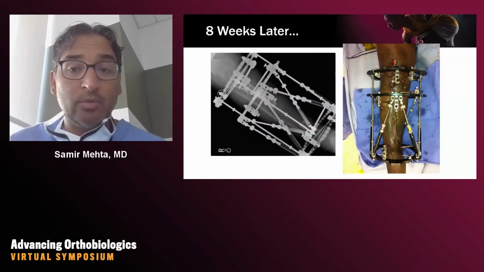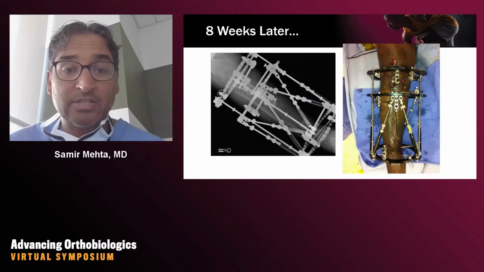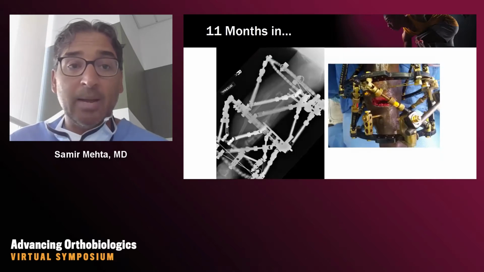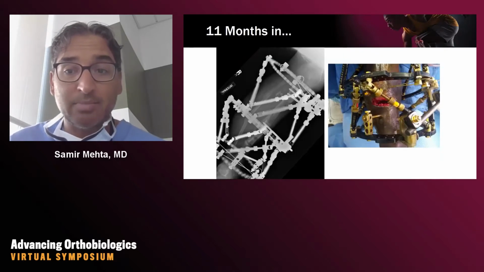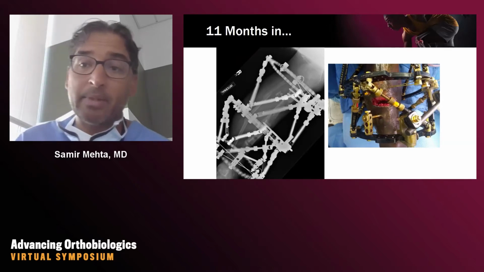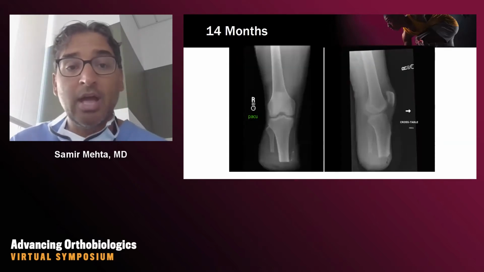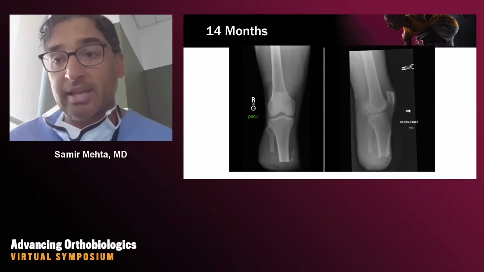And this is her 8 weeks later. We put her in a different kind of ring fixator. We're doing a bone transport. This is her 11 months in. She's made some bone. She's got a wound that's not healing. I've got my plastics folks on board trying to get her to heal. And this is her at 14 months with a below the knee amputation.